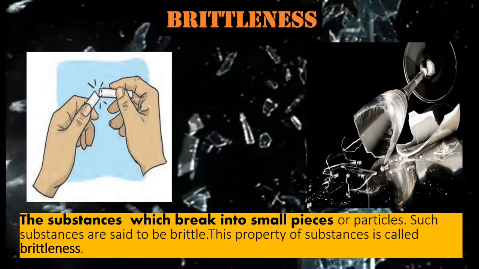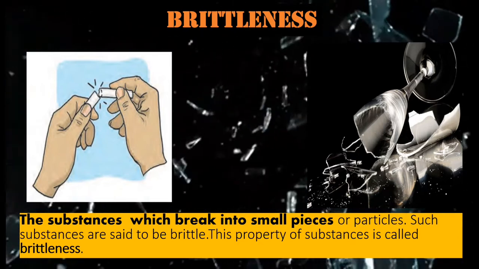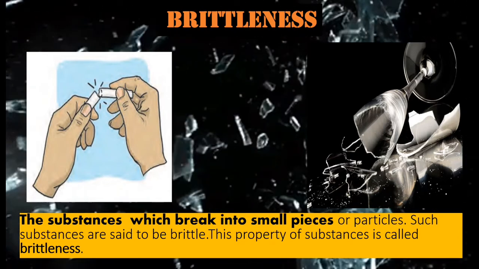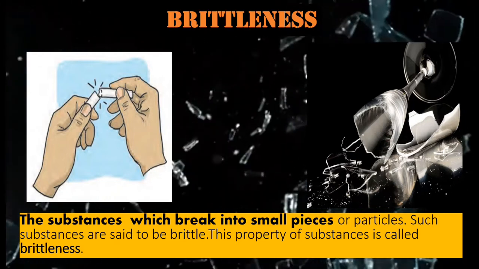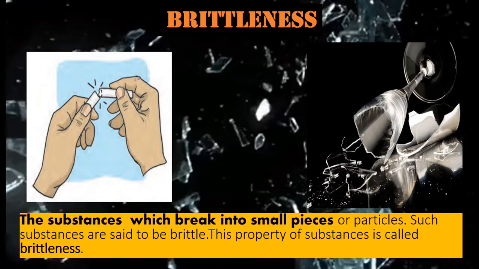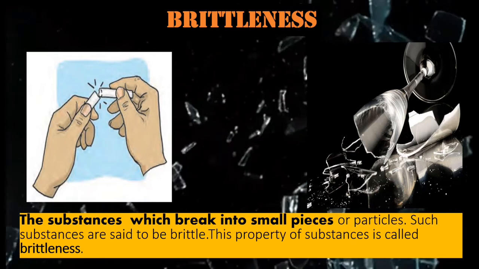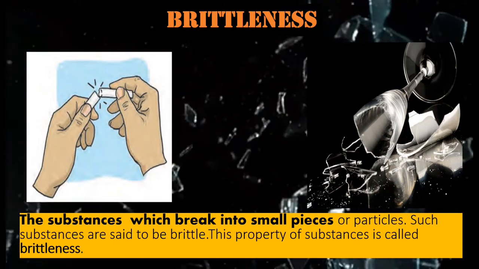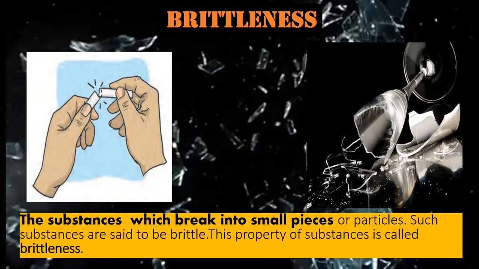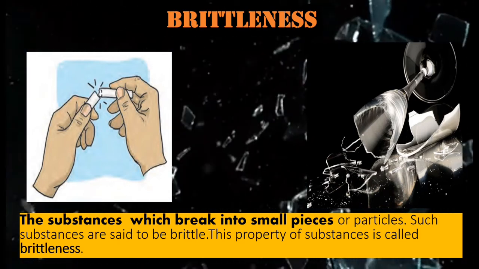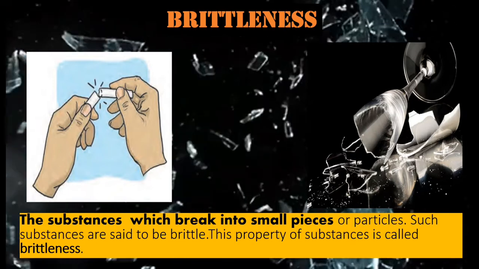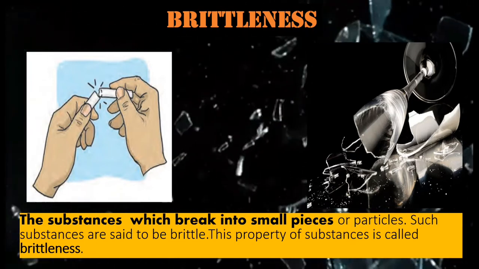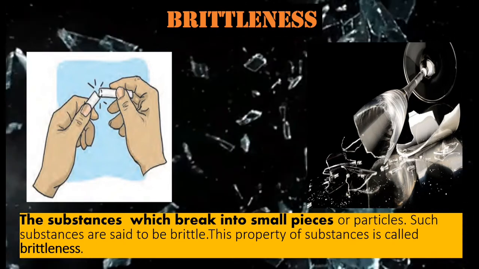Whatever thing breaks, we say it is brittle. That is the reason we pack things like crockery made of glass, and we write 'handle with care', or mark it as brittle, meaning it can easily break. So any substance that easily breaks we call a brittle substance, and the property is called brittleness.